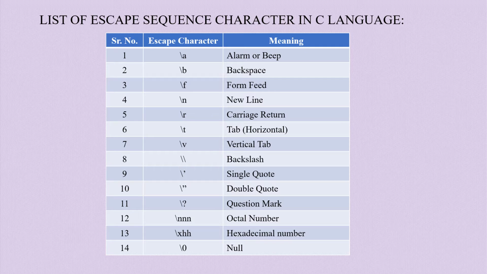For example, there is \a, \b, \f, \n. Okay, each and everything we are going to see. There are a total of 14 escape sequence characters used in C language, and we are going to see each and every one with an example.